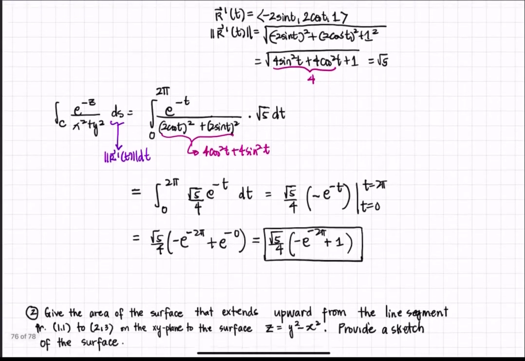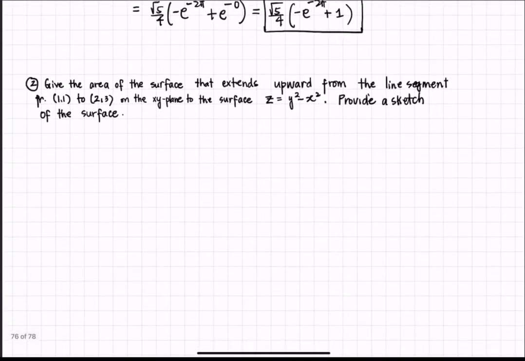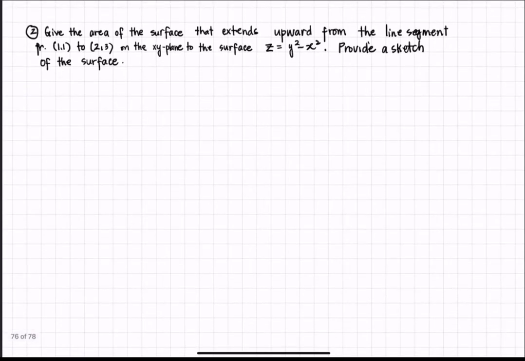Okay, so proceed na tayo dun sa next example natin. So, give the area of the surface that extends upward from the line segment from 1, 1 to 2, 3 on the xy plane to this surface. Provide a sketch of the surface. So, bago natin sagutin yung question at yung concept, i-recall yung concept behind it, let us draw the surface first. Yung surface na gusto nating kuhanan ng surface area.